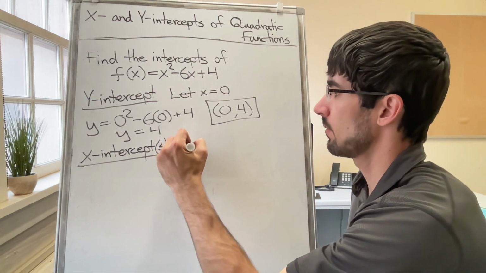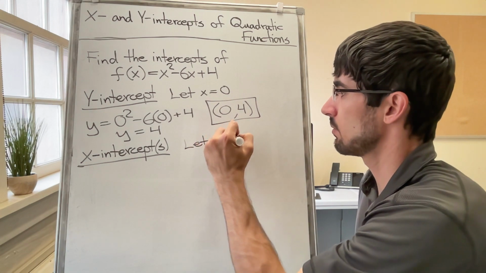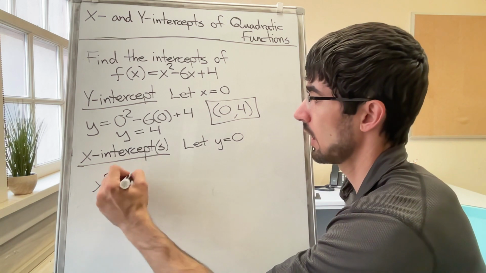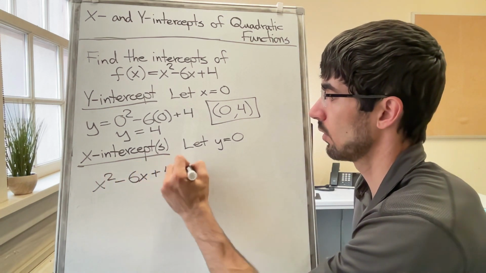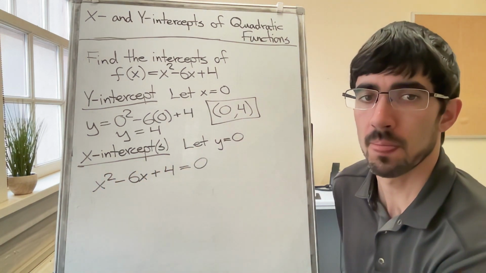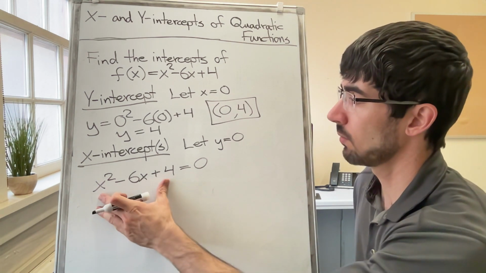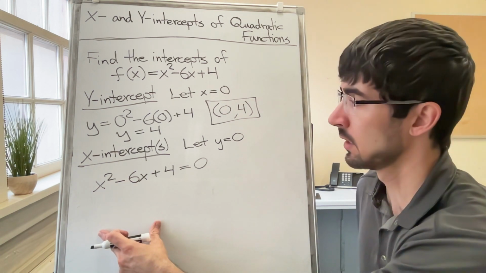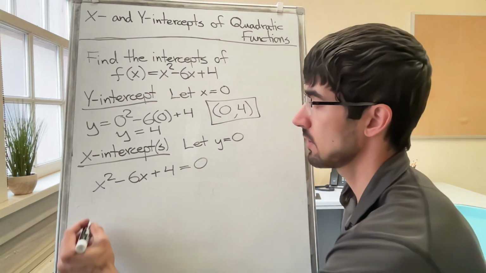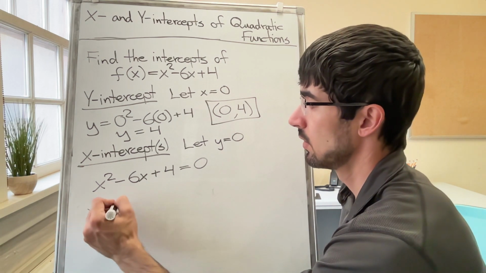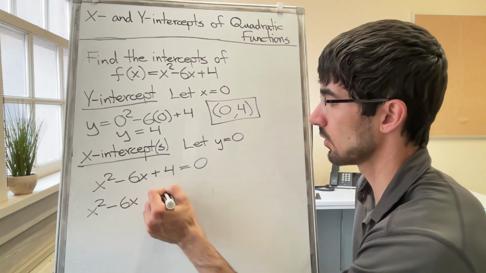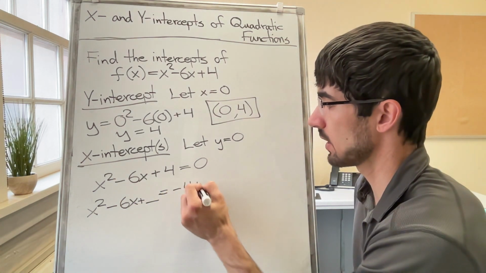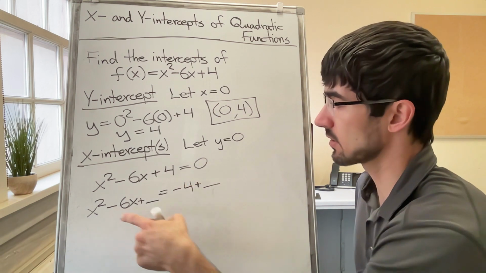To find the x-intercepts, we're going to let y equal 0, which means the output of the function equals 0. And we end up with this equation, x squared minus 6x plus 4 equals 0. Now, this trinomial cannot be factored in this case, but I still need to solve this equation for x to find our x-intercepts. I'm going to solve it by completing the square. So first I'm going to move the constant term to the other side, and then I'm going to add some amount to both sides that will create a perfect square on the left.